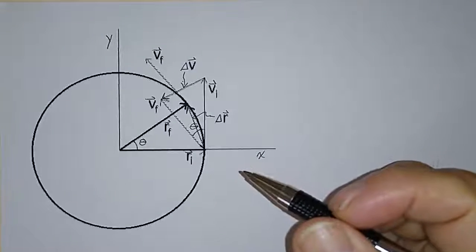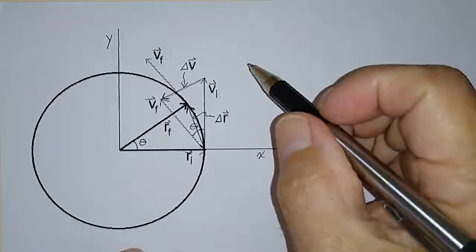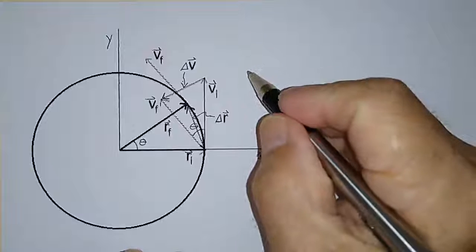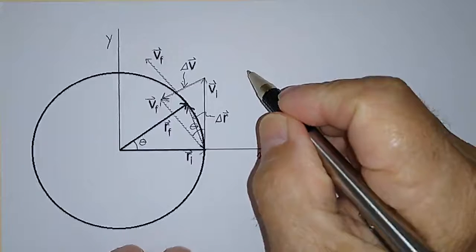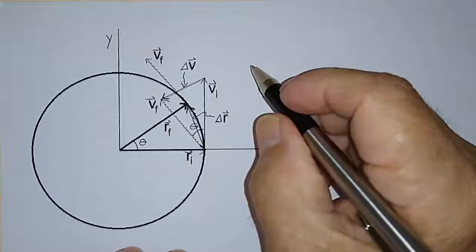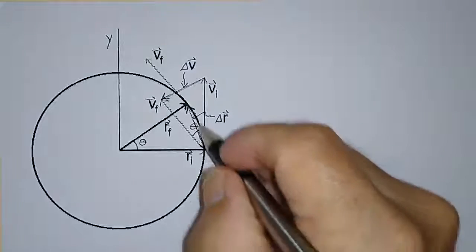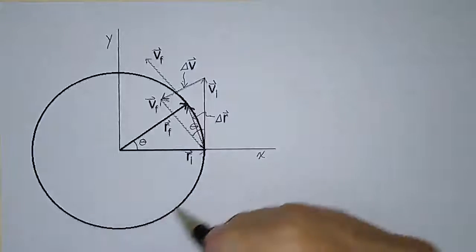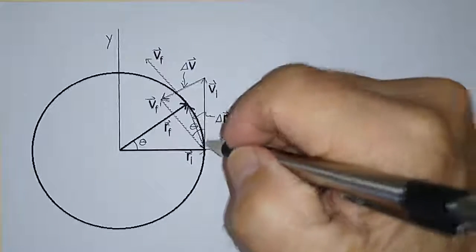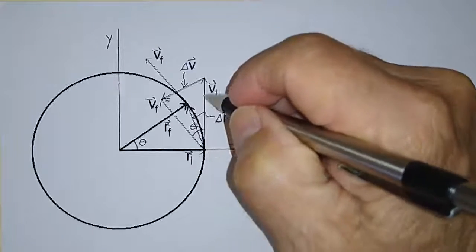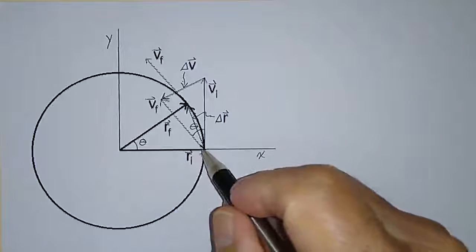Alright, the sole purpose of this video is to make an intuitive argument for the centripetal acceleration. Assuming that you have some object that's moving in a circle at a constant speed, it has a certain velocity that's always tangent to the circle.